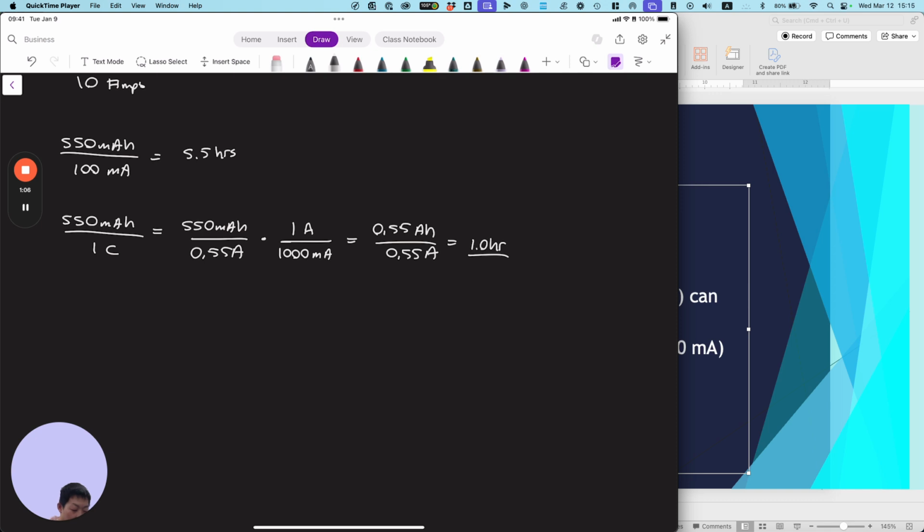Now, I was presenting the situation. What if you had the same battery? I'm going to start at this point, 0.55 amp hours, and you're running it at 95C. What's 95C in terms of amps? Remember, 1C is going to be 0.55 amps. So that's 52.25 amps. Okay.